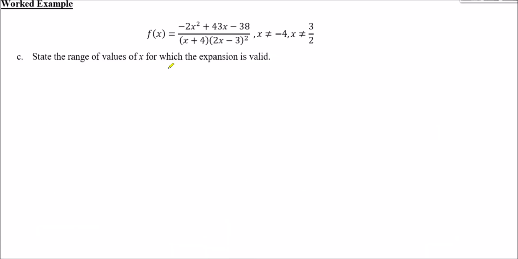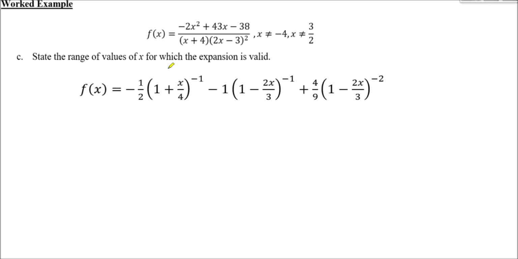So first of all, we need to now think about stating the range of values of x for which this expansion is valid. So what we need to do here is just consider what expansions were actually performed, what the brackets were which were actually expanded. So just going back to a part of the question. These are the actual brackets we were dealing with. Okay, so we had 1 plus x over 4 to the minus 1. So based off this one here, we did the binomial expansion on this bracket, you see.